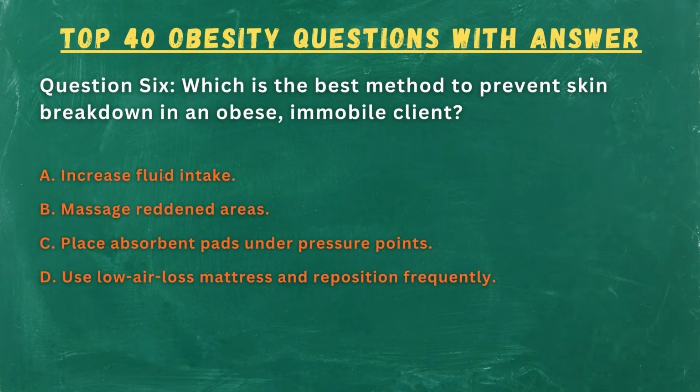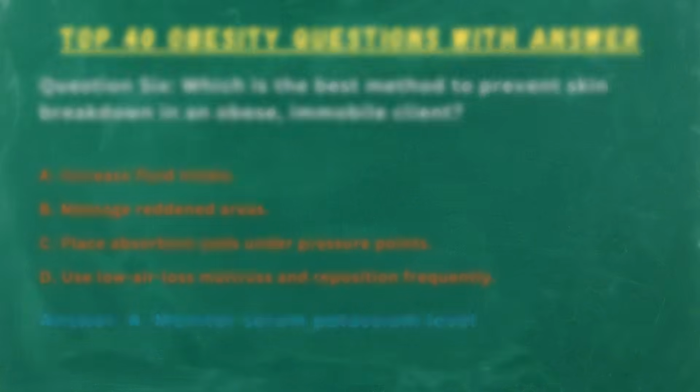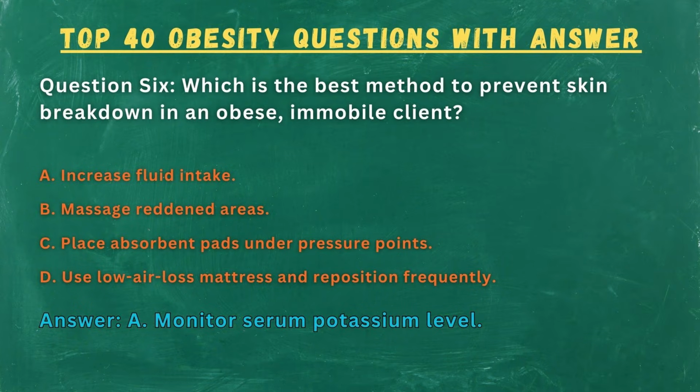Question 6. Which is the best method to prevent skin breakdown in an obese, immobile client? A. Increase fluid intake. B. Massage reddened areas. C. Place absorbent pads under pressure points. D. Use low air loss mattress and reposition frequently. Answer. D. Use low air loss mattress and reposition frequently.